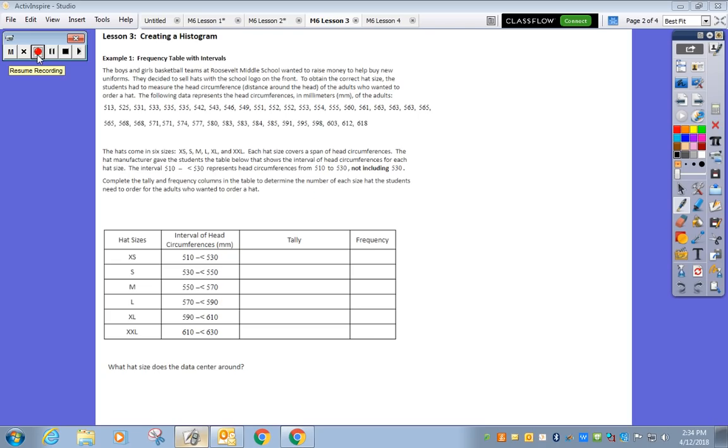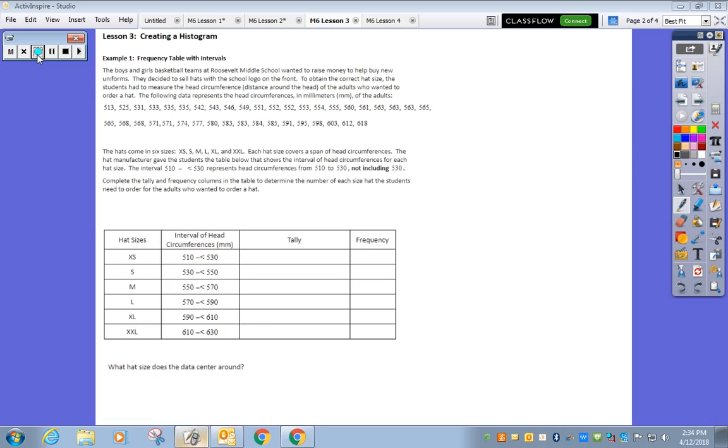In lesson 3, we are going to look at creating a histogram. In order to create a histogram, we're actually going to start with making a frequency table. So we'll see how that works with intervals. Let's look at the first example.